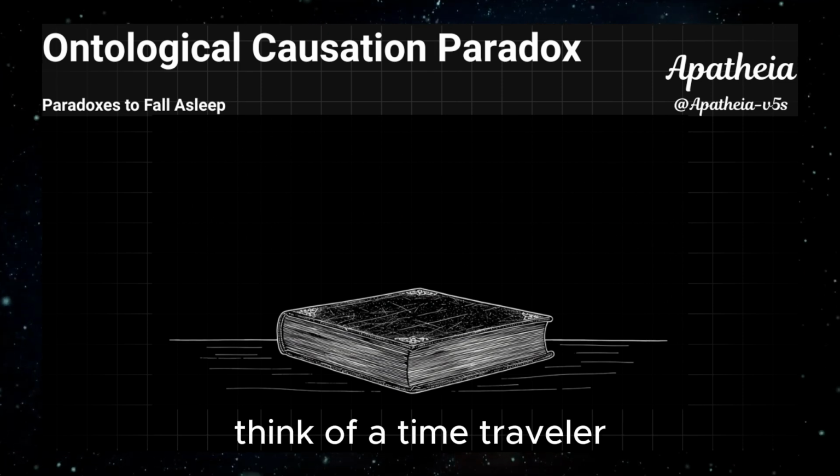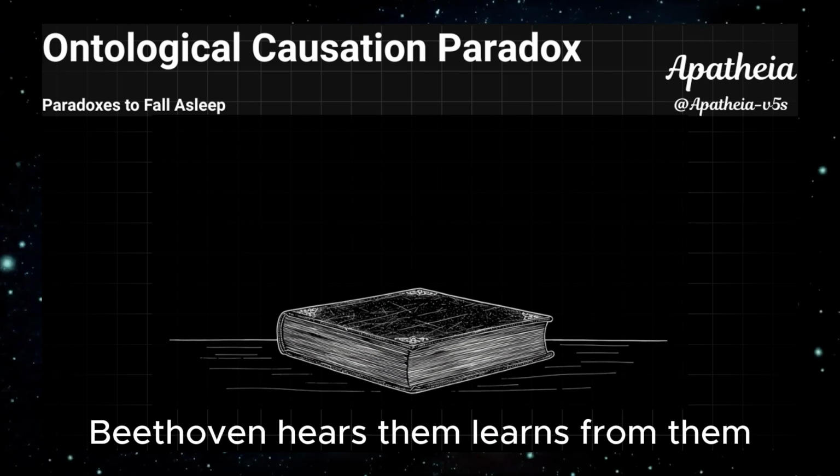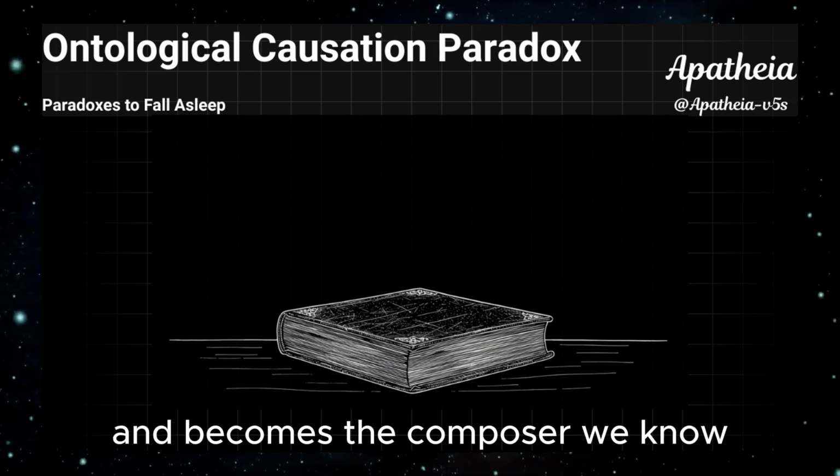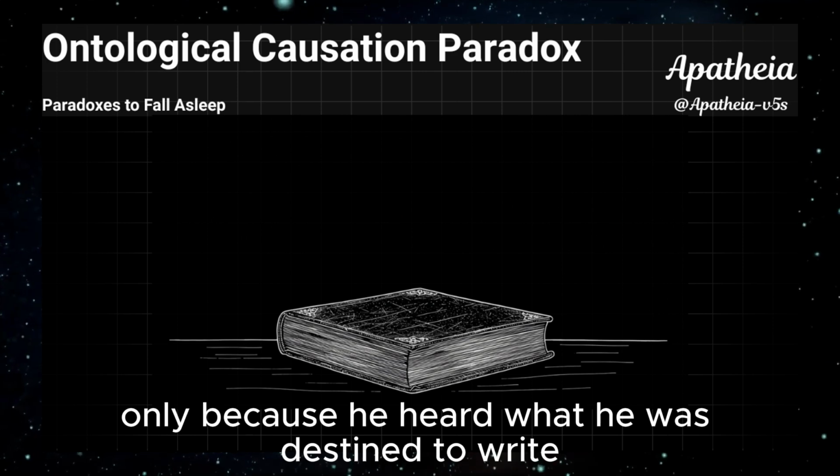Think of a time traveler who gives Beethoven his own symphonies hundreds of years before they were ever written. Beethoven hears them, learns from them, and becomes the composer we know, only because he heard what he was destined to write.